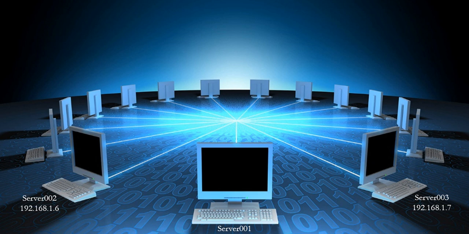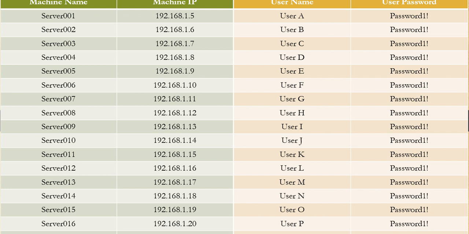As an admin, I have been given a task to create a workgroup of few machines which will be interconnected with each other. Users or students who log on to these machines should be able to access resources and shared folders from other machines as well. These are the names of the machines, their IP addresses, and the usernames and passwords which need to be created.